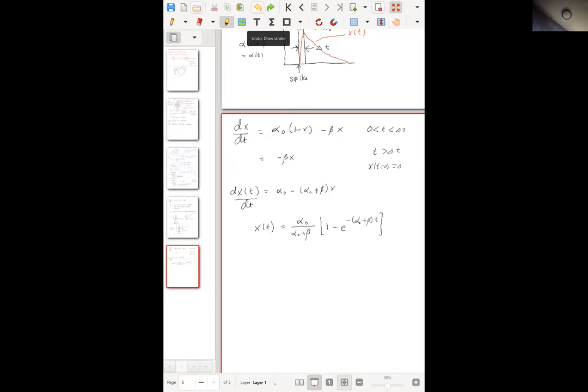So this is for times 0 less than t less than delta t. And then when t is greater than delta t, you get dx dt equals minus beta x, which implies that x of t equals x at time delta t, times e to the minus beta t. So this is basically what I drew here.